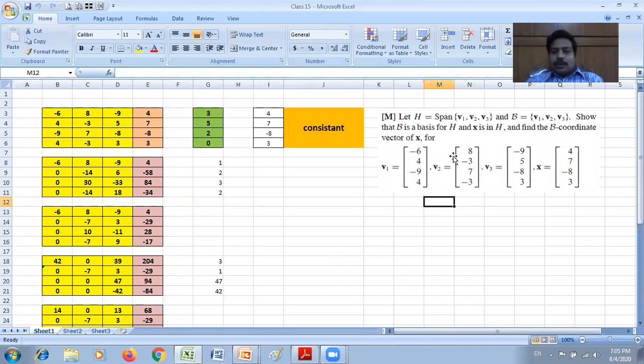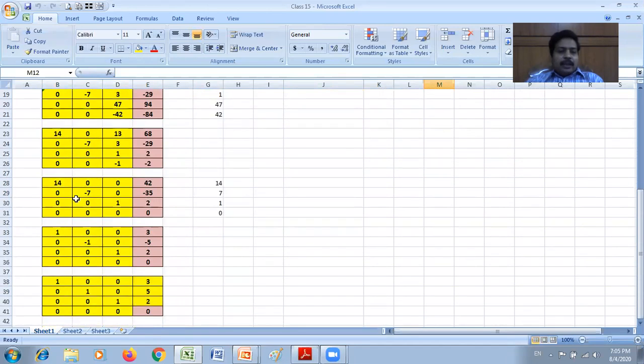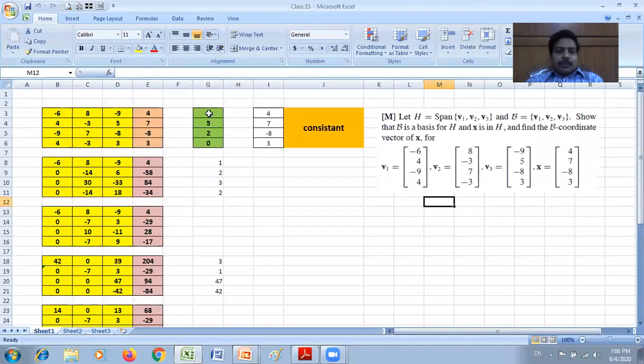So those entries are taken here using a program. These are automatically converted into reduced echelon form, where you can see. So finally this is in reduced echelon form. These three are the required scalars for coordinates now. So 3 5 2 are the coordinates.